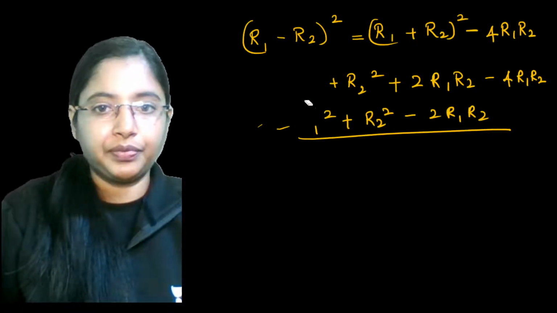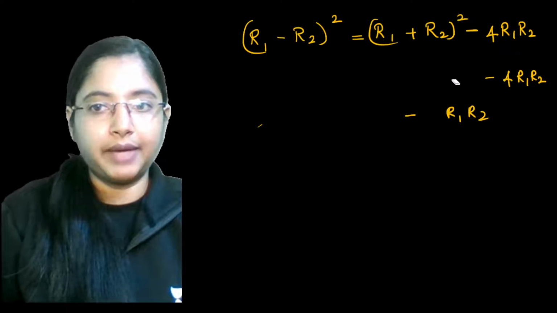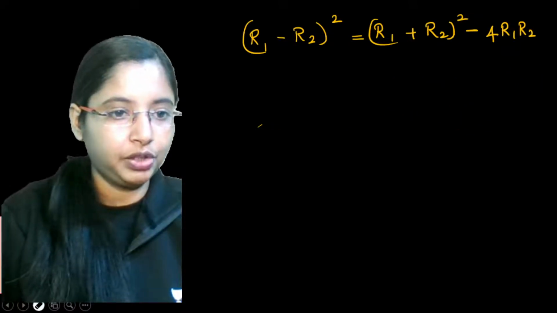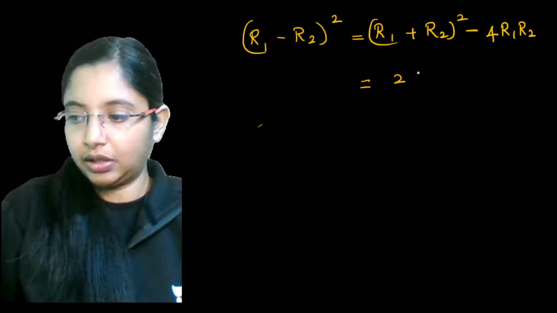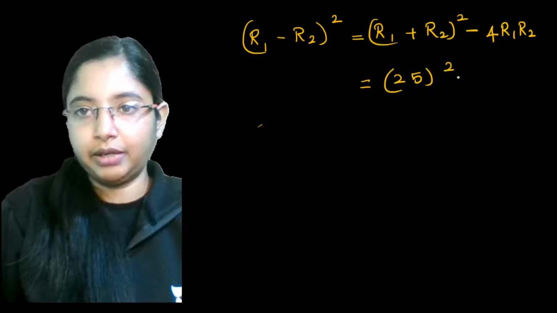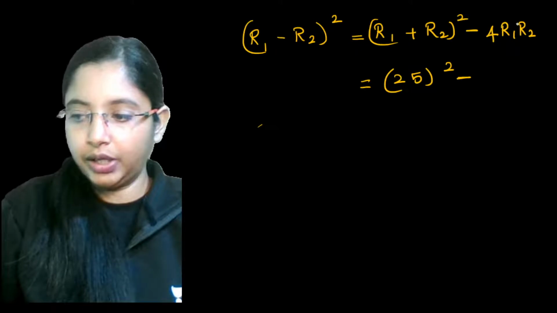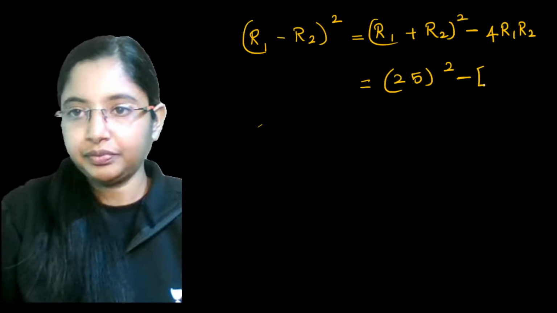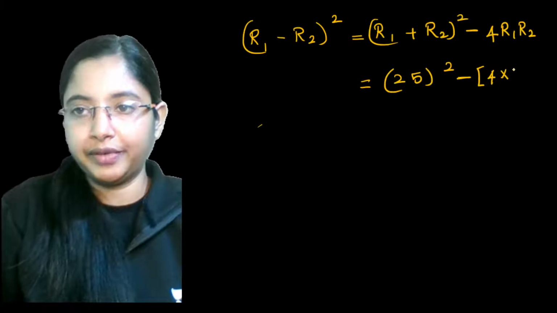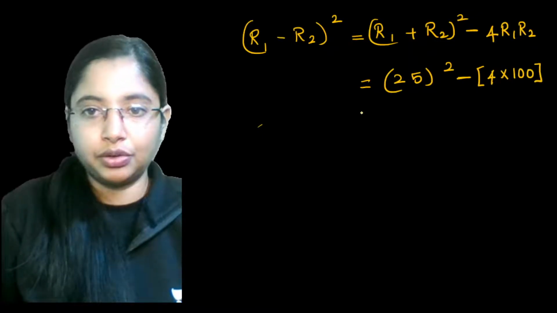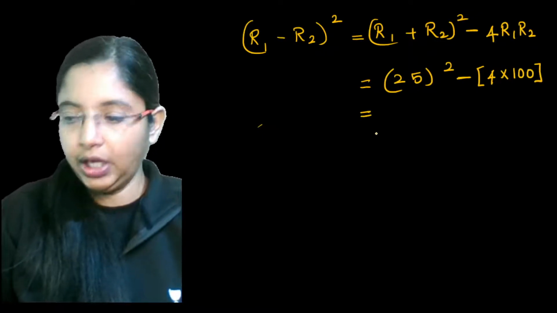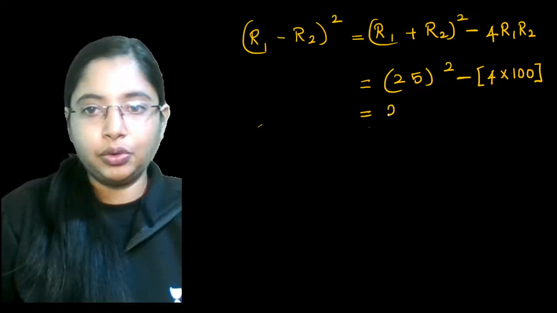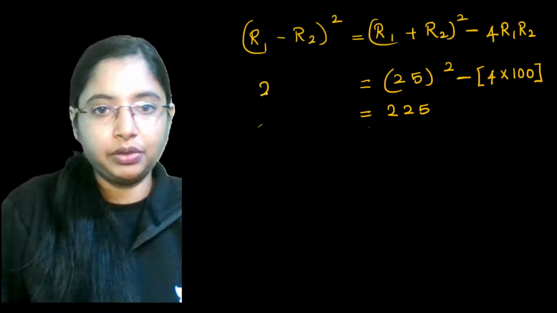So from here we know the value of R1 plus R2. R1 plus R2 was found to be 25 ohms. So it is 25 square minus 4 R1 R2, and R1 R2 we found to be 100 ohms. So 25 square, when you are doing a very simple approximation, is 225. You can use a short trick.